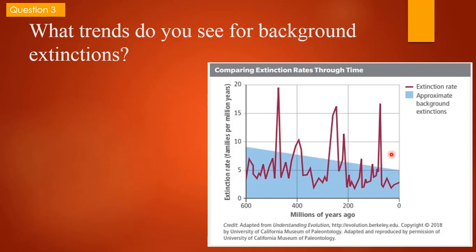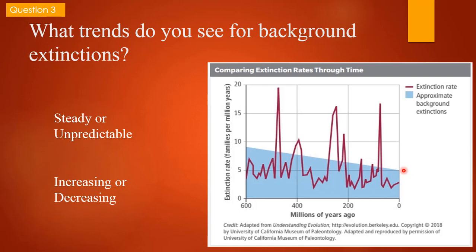Question 3, what trends do you see for the background extinction? Here's the background extinction, it's the purple stuff. Does it look steady or unpredictable? Again, with the extinction rates, you can see that they're up and down. Are they steady or unpredictable? Are they increasing or are they decreasing? Go ahead and write down your claim, the trend that you see, and support it, and that will finish this activity.